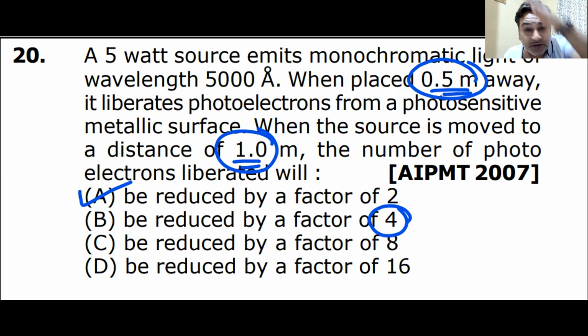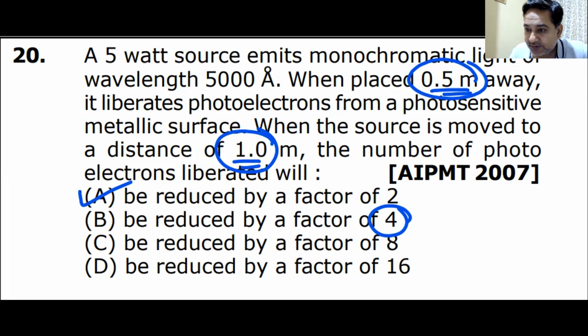If the distance becomes 1/3, then what happens? It will increase by 9. If the distance becomes 1/4, then what happens? Increases by 16. Decreases or increases? Increases. Yes, my dear friends, it increases. Then, if it becomes 1/5, then what happens? Increases by 25. Okay, we are coming there.